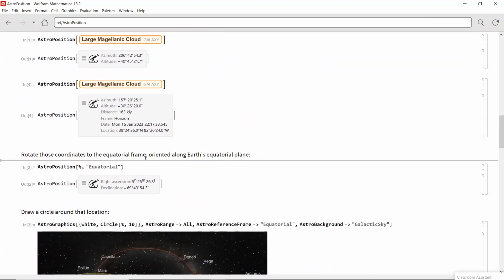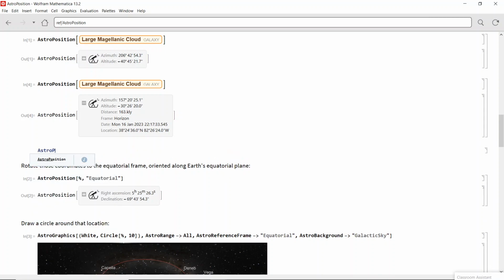Rotate those coordinates to the equatorial frame oriented along Earth's equatorial plane. Astro position, percent, equatorial.